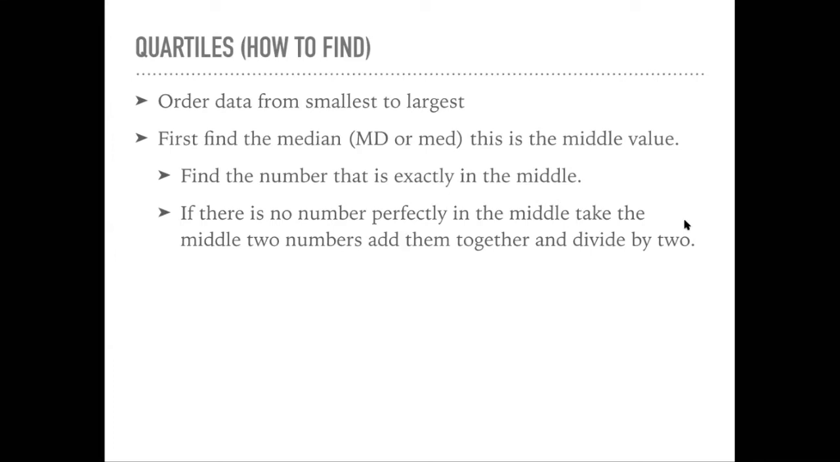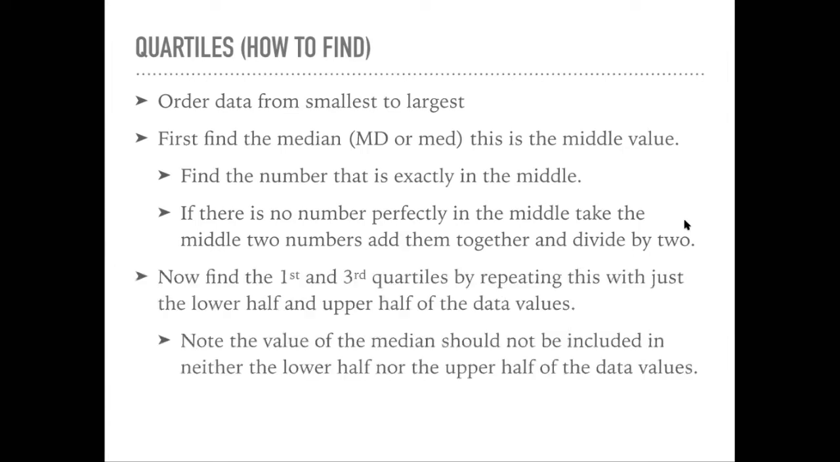So now we have our median. And essentially we've split our data into the lower half and the upper half. If you have an odd number of data values, that median is one of your data values, and it's not included in the lower half or the upper half. If you had an even number of data values, those two numbers that shared the middle, one of them is in the lower half and one of them is in the upper half. And we'll kind of see that as we look at a few examples in just a bit.